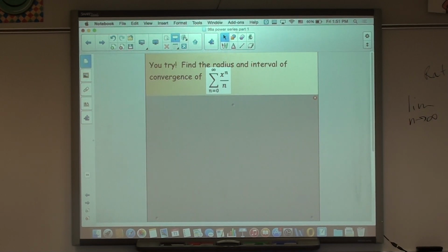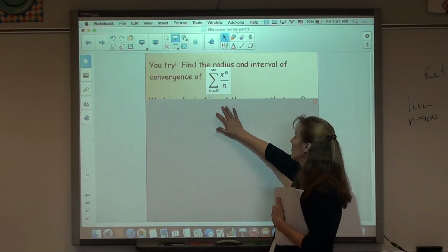Once you figure out your interval of convergence, you scored a 5. Test those endpoints. Just continue to figure out. You gotta think about these. Good, I see a lot of really good intervals.